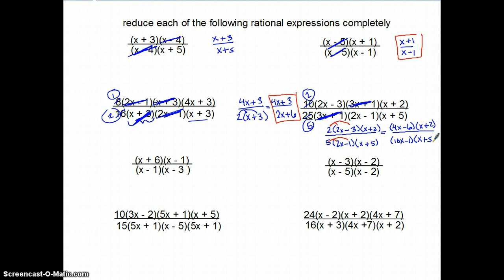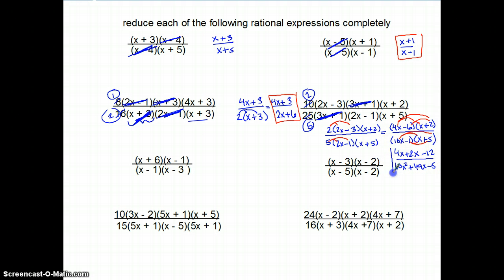Now from here, of course, we must multiply both the numerator and the denominator out completely. After FOILing, distributing my 4x and then my negative 6, your numerator should be 4x squared plus 2x minus 12, while your denominator, again distributing your first term, which is now 10x, and then distributing your negative 1, your denominator should consist of 10x squared plus 49x minus 5.